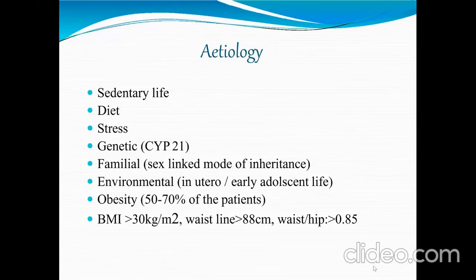Many etiological factors have been implicated: sedentary life, diet, stress, genetic alterations like mutations of CYP21 gene, familial factors, environmental factors, and obesity. BMI more than 30 kg per meter square, waistline more than 88 centimeter, and waist to hip ratio of more than 0.85 have been implicated.